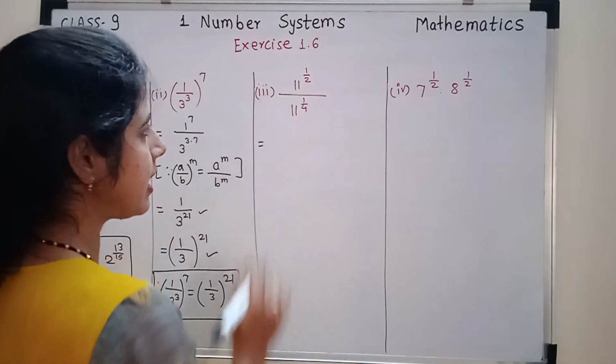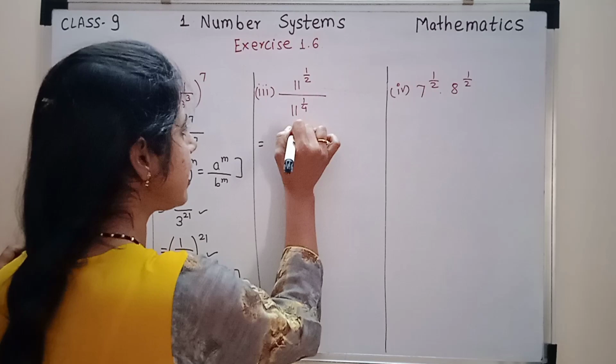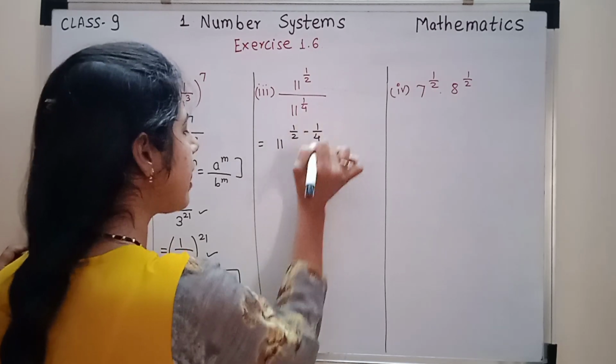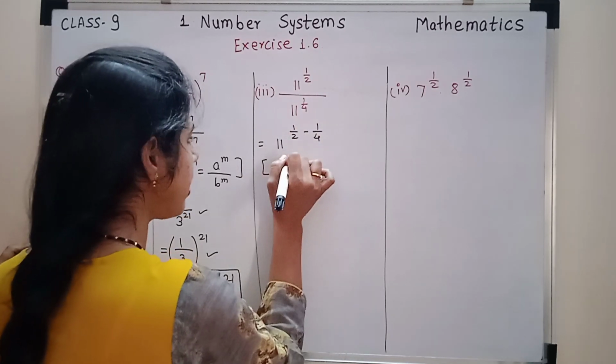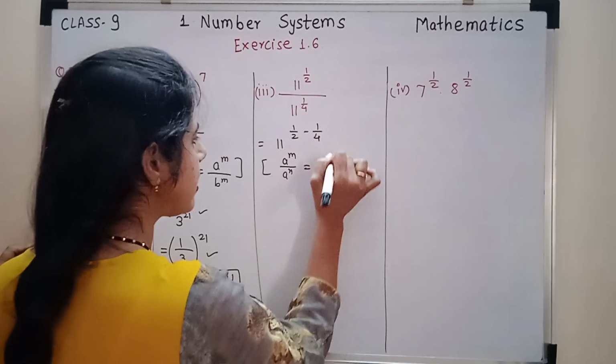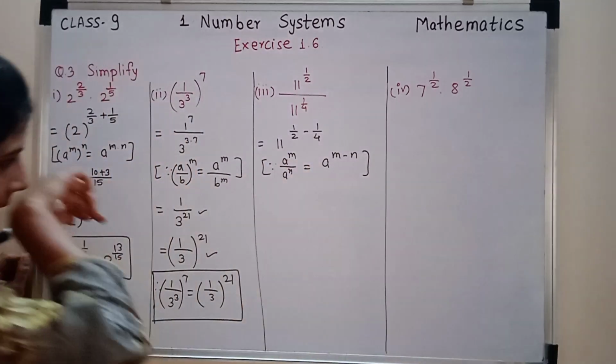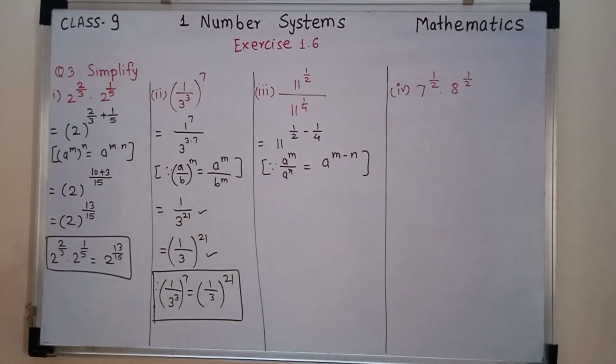The base is the same and it is division, so what will happen to the powers? Subtraction will happen. So this will be 11 raised to 1 by 2 minus 1 by 4. Whenever we are using any identity, any law, always write that law in the bracket. Therefore, since a raised to m divided by a raised to n equals a raised to m minus n.